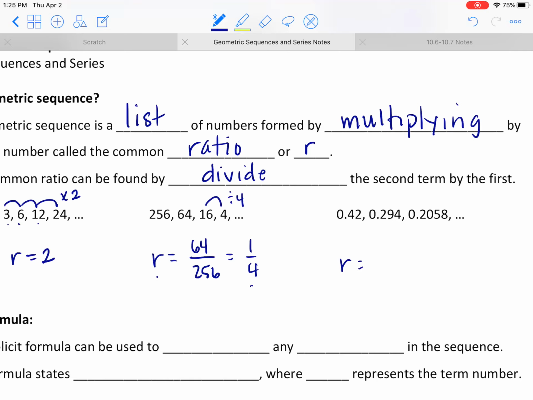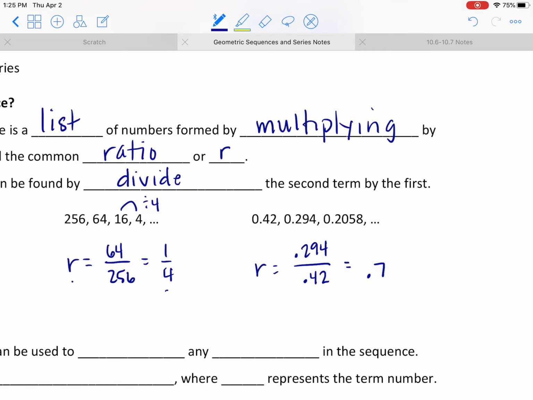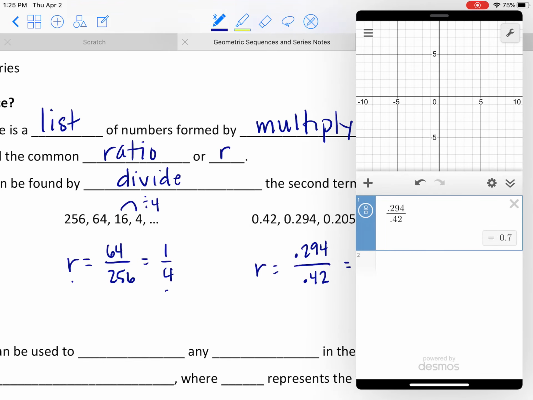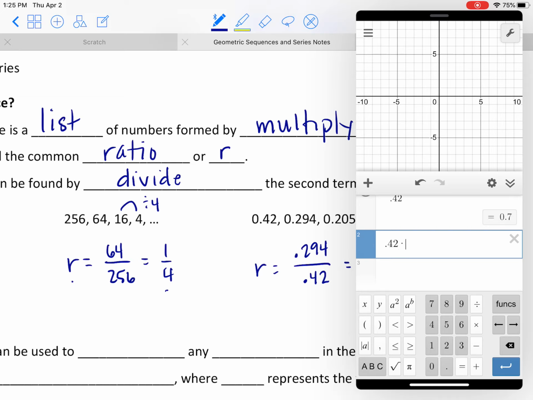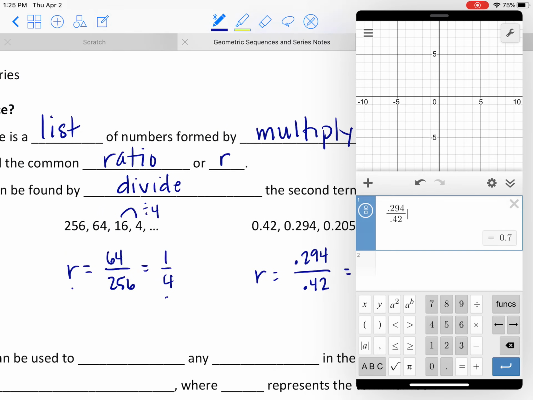Okay? Now, I think that one you probably could still see a little easier than this one. So this is where it's really helpful to use division, working backwards. If we take the second term, 0.294, divide by the first term, which is 0.42, then we can see what our common ratio is. And let's use the calculator on that. 0.294 divided by 0.42 says our common ratio should be 0.7. So 0.7. That means if we multiply 0.42 times 0.7, we should get 0.294.